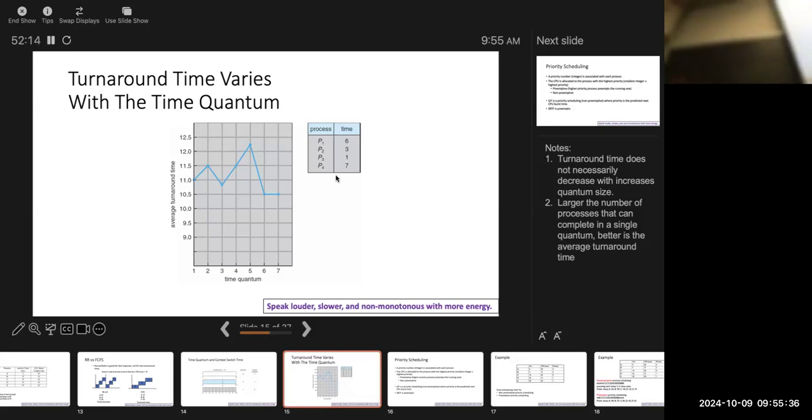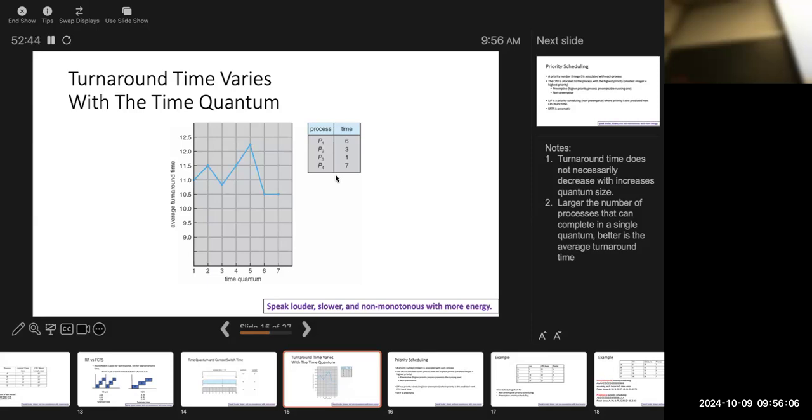So let's say I have the quantum value of 10, and I have the processes A, B, C, D, and E. Let's say A has a burst time of 15, B has a burst time of 10, C has 20, D has 10, and E has 10. How many processes can complete in a single quantum if they get the chance to run? B, D, and E, right? Now take another example.